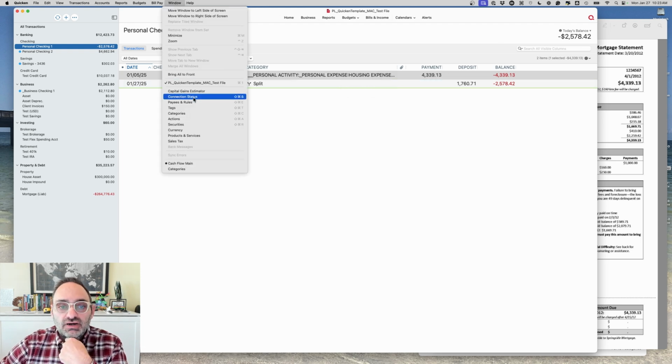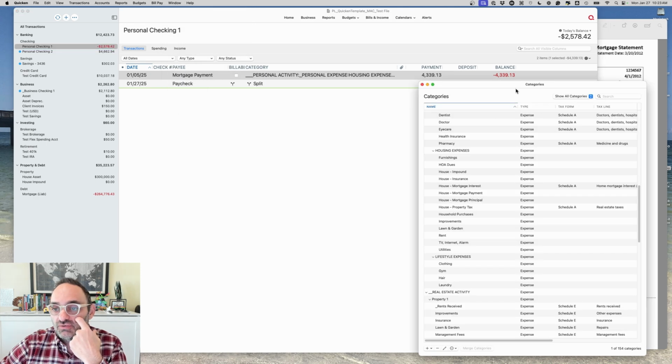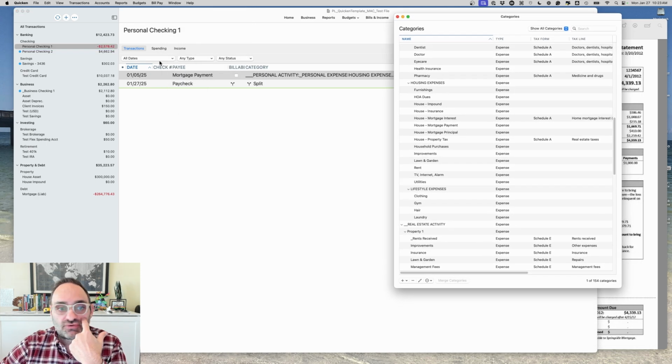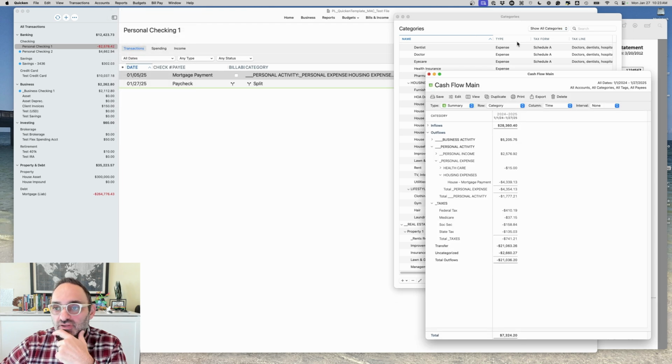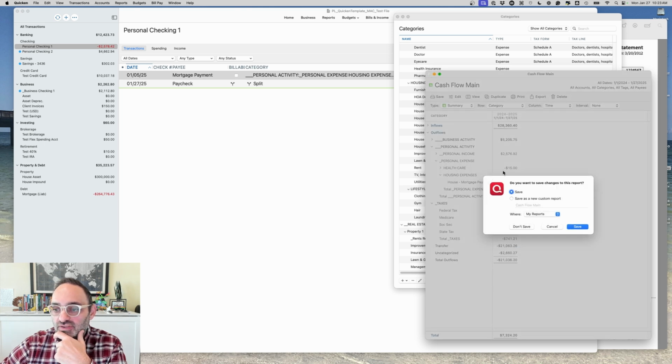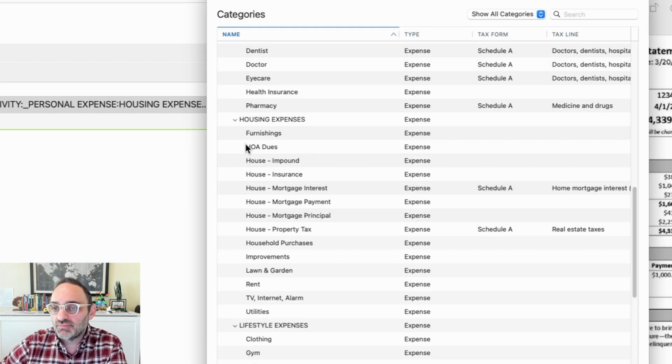If we look at the categories here, by the way, it always comes back to categories when you're making these decisions and how you have those set up. And of course, as I always say, those inform what your report will look like. So we're always looking at those two things. But in my categories under housing expenses, I have a handful of things here, and you might not need all these in the long run, but for illustration purposes, they're here.